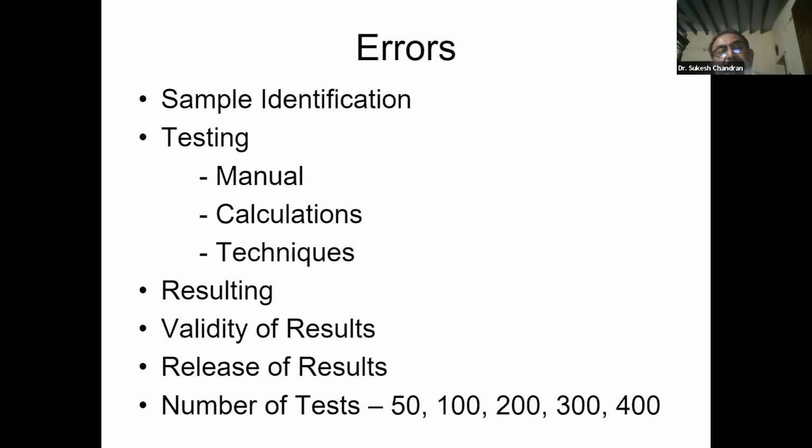Now you must realize that when you do these tests manually, there are tons of huge errors: sample identification, manual testing, calculation errors, technique resulting in wrong results, validity of results, release of results. A human technician can possibly give good results if he handles 25 to 50 samples a day. But if you're receiving 400, obviously one technician is not enough. You need to have more technicians, who are also compounding the errors that I'm talking about. So in CMC Vellore, we get 3,200 samples per day. So obviously, I'm not going to depend on a technician doing manual technique.